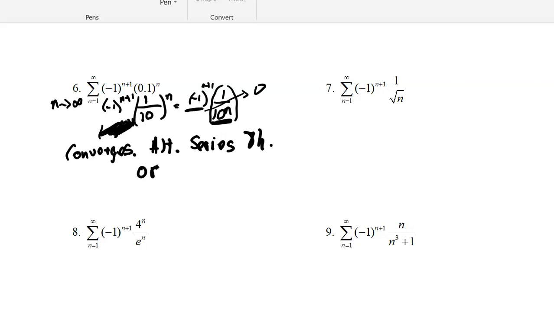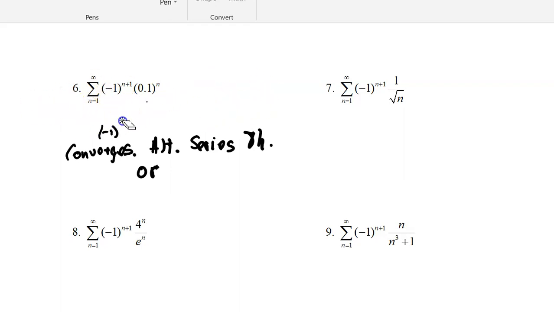Or we could have done this one yesterday without having to worry about the alternating series theorem, because, let me create some space here. Okay, perfect. We'll rewrite it again. Negative 1 to the n plus 1, and this is really just 1 over 10 to the n. We could say this is a geometric series. Hopefully we are recognizing geometric series now pretty quickly.